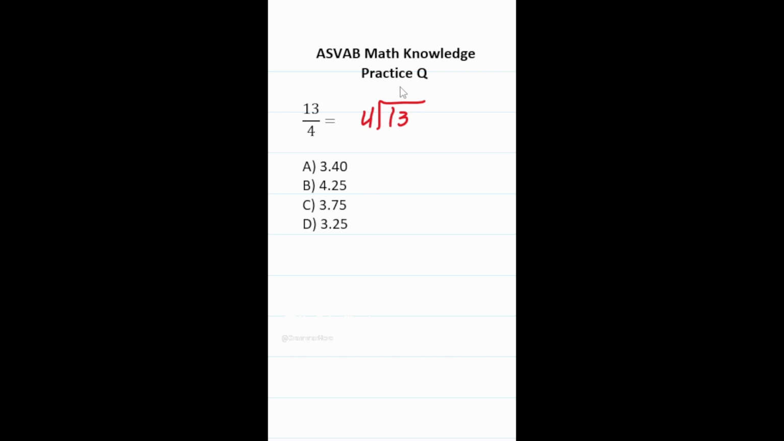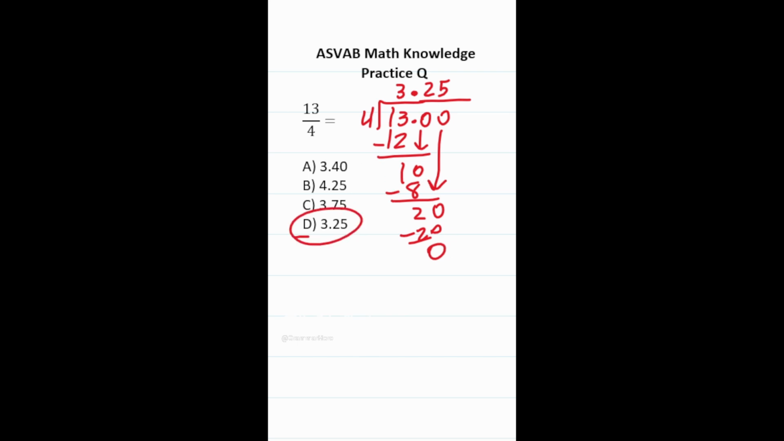4 goes into 13 3 times without going over. 4 times 3 is 12. 13 minus 12 is 1. To continue doing this long division, we're going to add a couple of 0 placeholders as well as a decimal. Bring that decimal into our answer, drop down one of our 0 placeholders. 4 times 2 is 8. 10 minus 8 is going to be 2. Drop down our 0 placeholder. 4 times 5 is 20. 20 minus 20 is 0. Can't do any more, so we know our answer is 3.25, D.